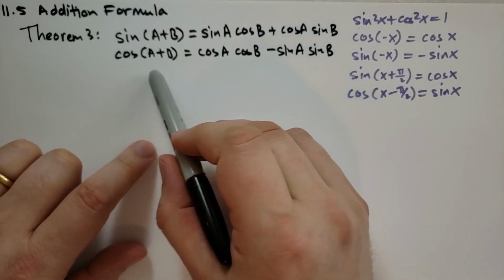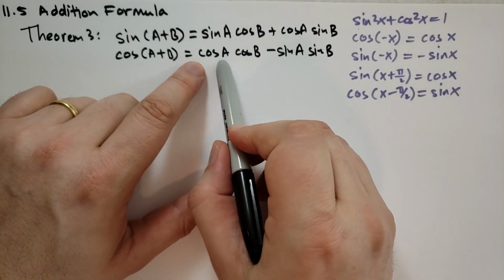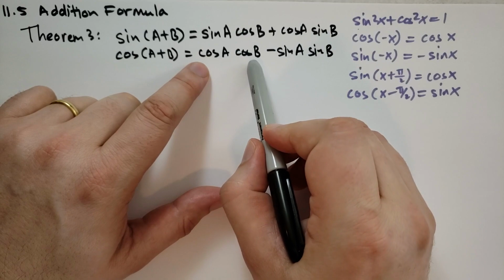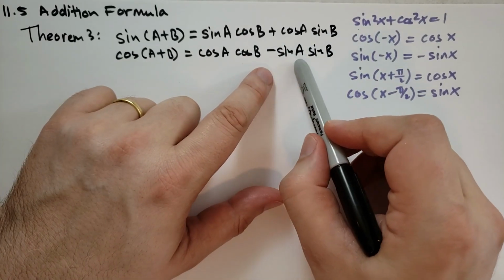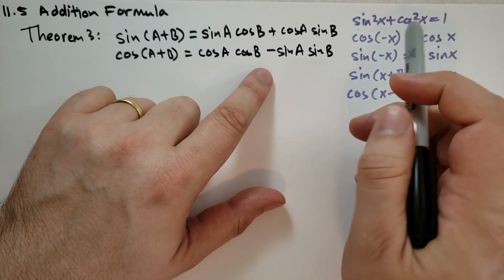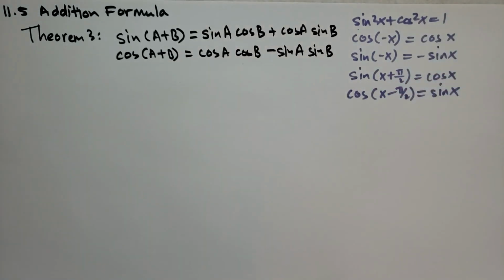Cosine of A plus B. So we take cosine of A and cosine of B, we multiply that together, and then we subtract from that sine of A and sine of B. Okay, this is what this formula does.